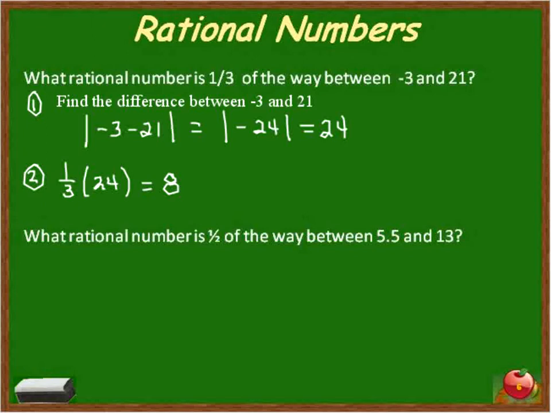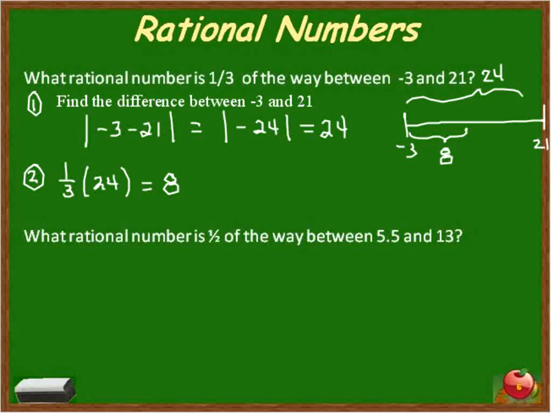8 is the distance between -3 and the number that's 1/3 of the way. So 8 is not the number that's 1/3 of the way. It's the distance from -3 to the number that's 1/3 of the way. So think of it this way. I'm just going to do a very small approximate number line here. Let's say this is -3 and this is 21. We know that this distance here is 24. So 1/3 of the way, that distance is 8.